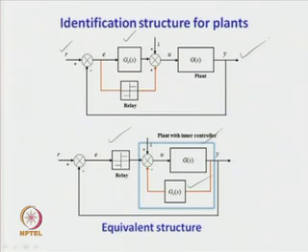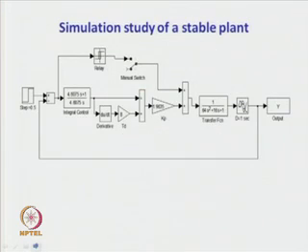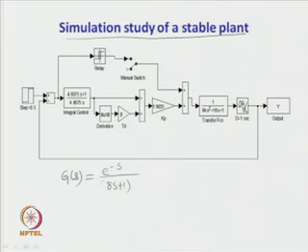Next, we shall see the type of limit cycle signals we obtain from different type of processes. Let us consider the simulation study of a stable plant. The stable plant GS is now e to the power minus s upon 8 s plus 1 square. So, this is our GS.